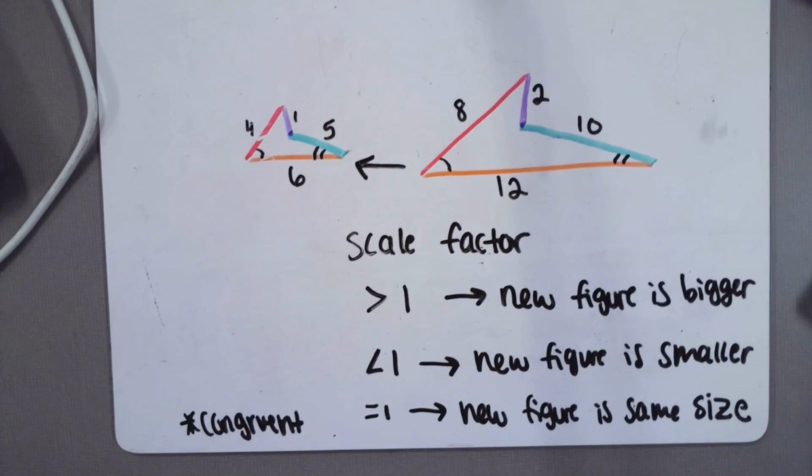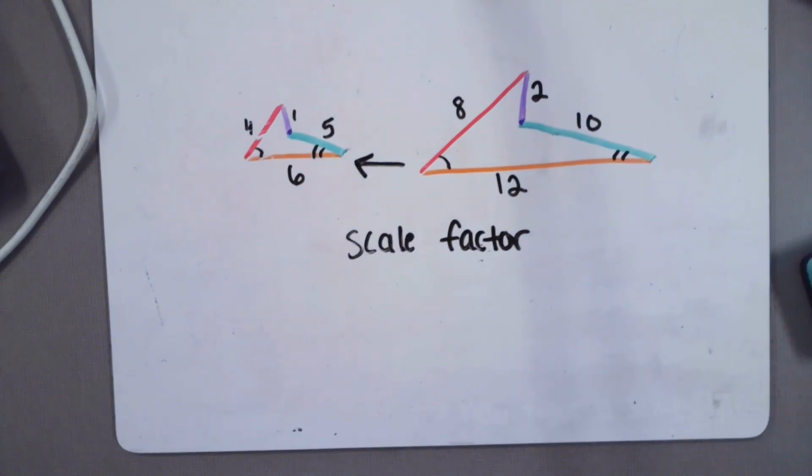So congruent figures are a special type of similar figures. All congruent figures are similar because they have proportional sides with a scale factor of 1. But as we can see, not all similar figures are congruent. For example, these figures are similar, but they are not the exact same size.